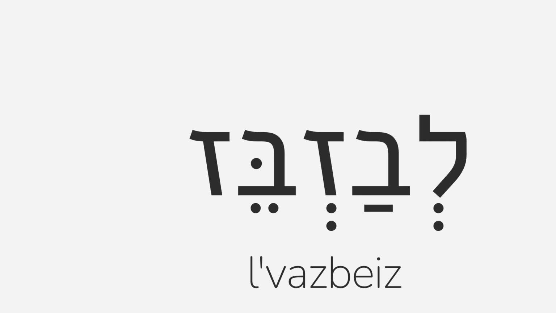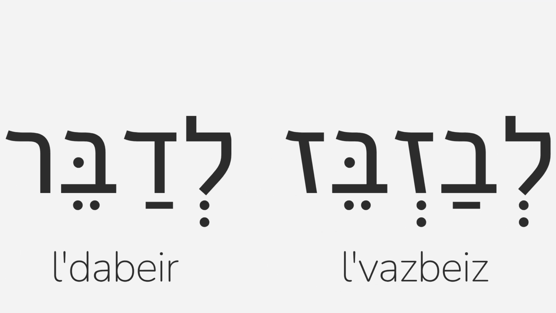Let's compare this to ledaber, to speak, a regular pi'el infinitive from the 3-letter root dalet beit resh. Both infinitives have a patach on their first root letter and a dagesh and tsere on either the second or third root letter. In levazbez, those vowel markings skip over the second root letter zayin, which only has a shva.